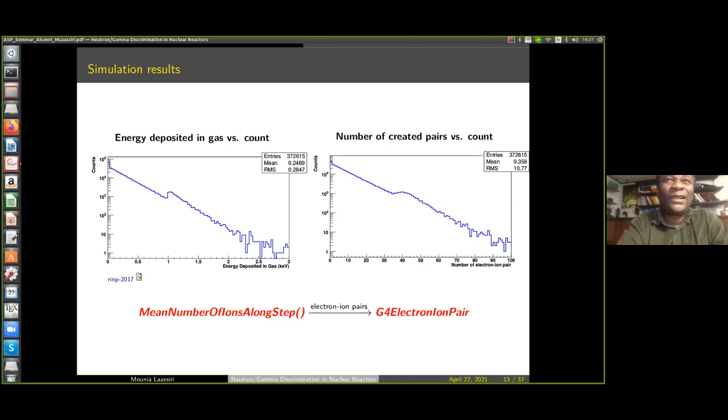Okay, so could you also explain how you convert the energy deposited into a number of electron ion pairs or vice versa? Yeah, we use this energy deposition to create the electron ion pairs. We use the mean number of ions along step method of the G4 electron ion pair class for the creation of the number of electron ion pairs.